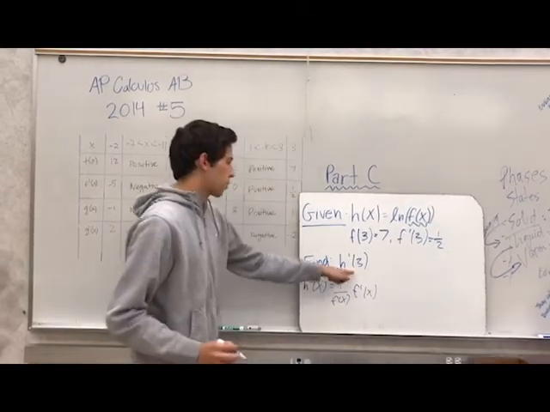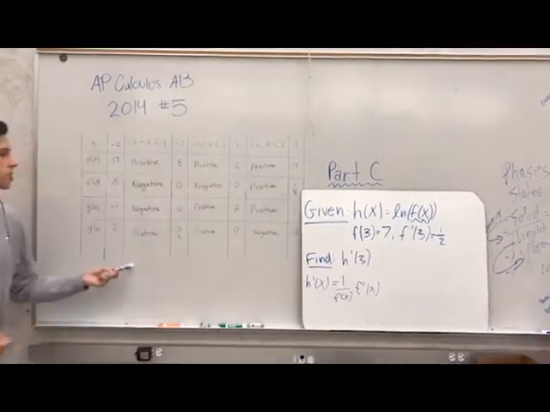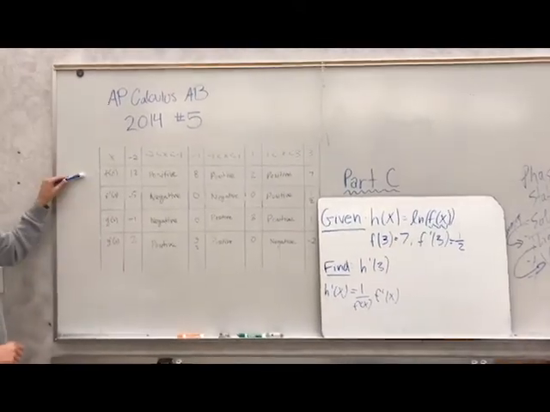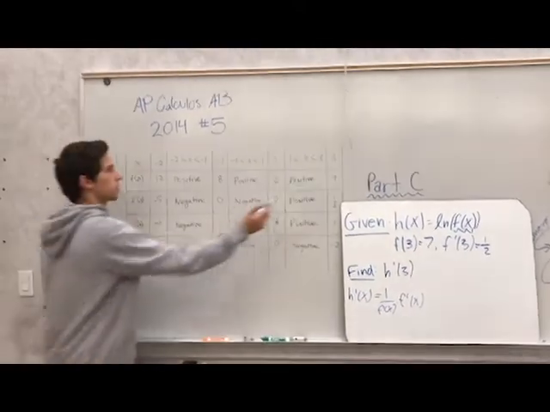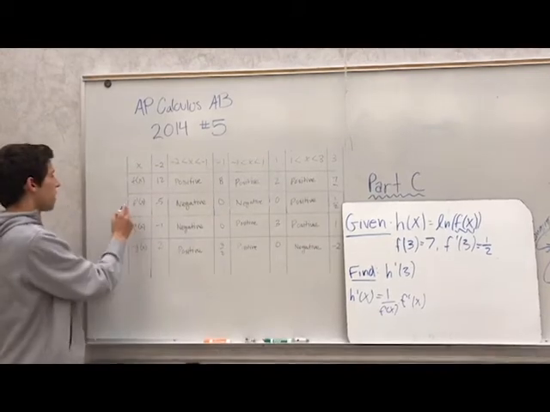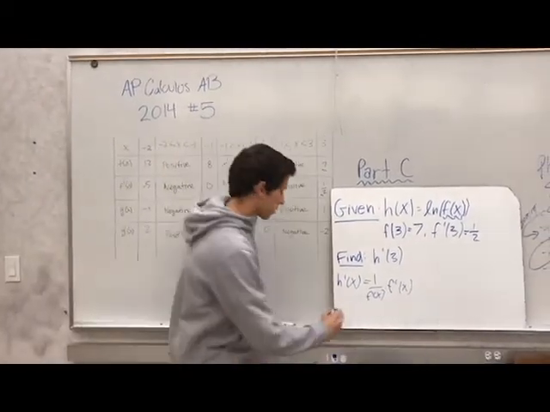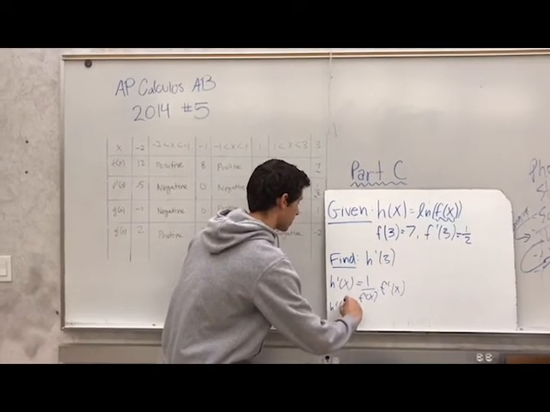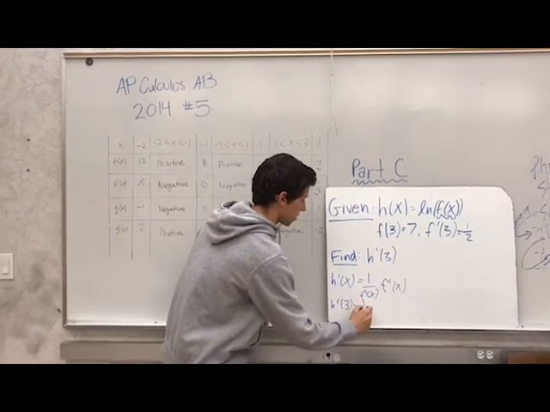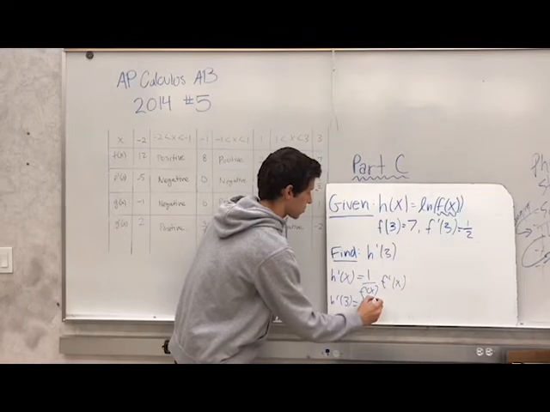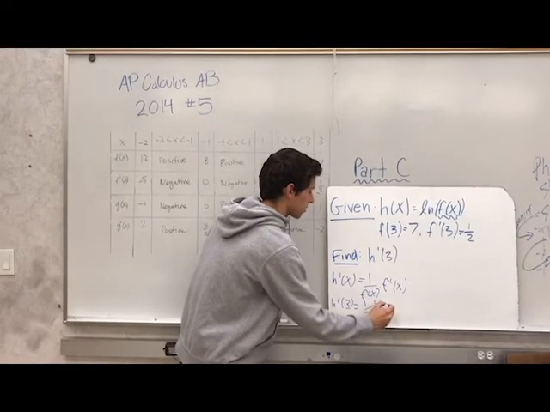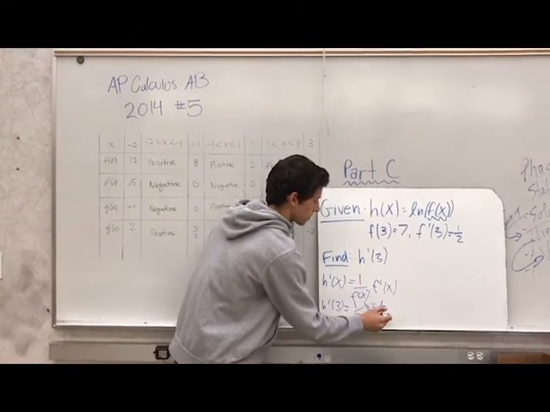And since we're finding h prime of 3, we're going to want to use our table here. So we're going to be finding f of 3, which is over here, which is 7, and then f prime of 3, which is 1/2. So now we can just plug these into our equation. So h prime of 3 is equal to 1 over 7 times 1/2, which is equal to 1 over 14.